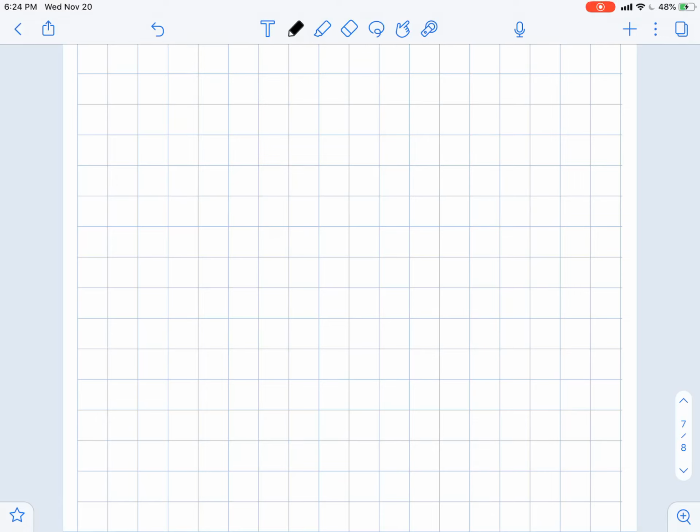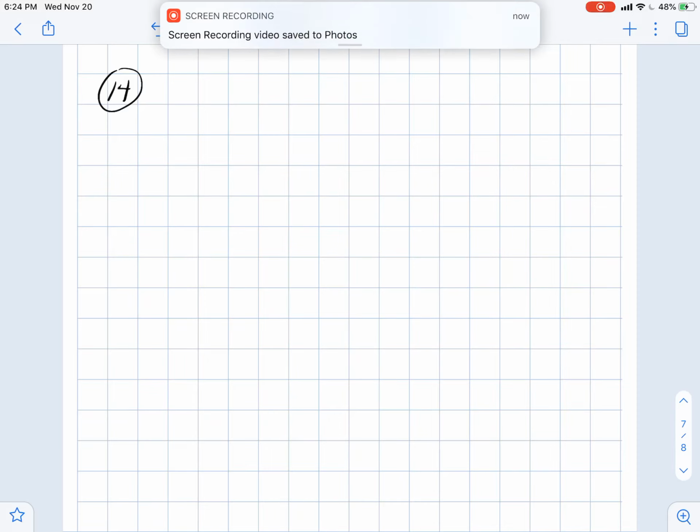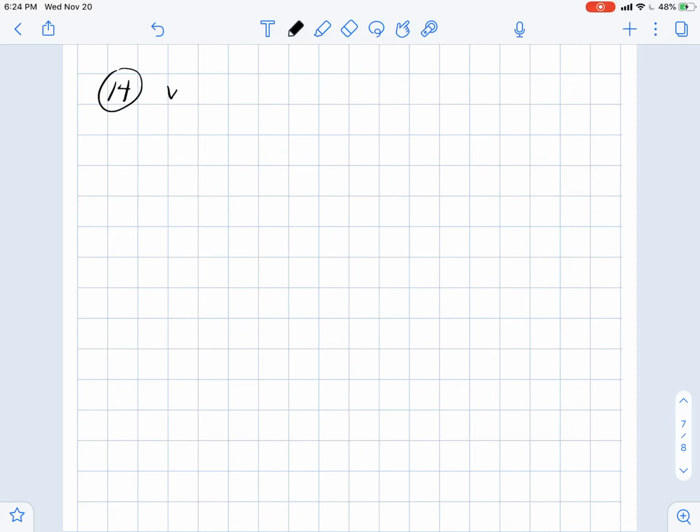Okay, so I'm back to do 14 and 15. These are our story problems that you're going to have. And remember, the first thing that you need to do is to identify your variable. Okay, so the first is going to be my variable.